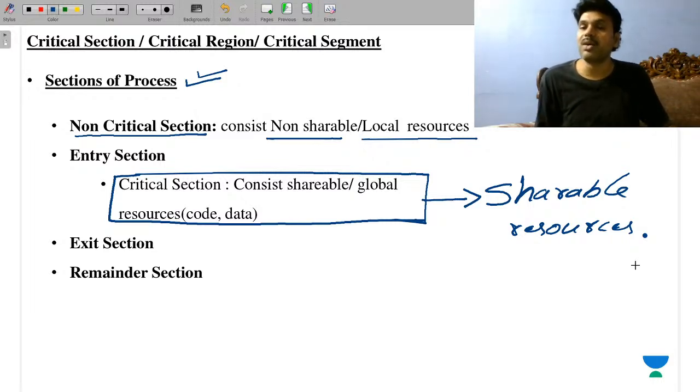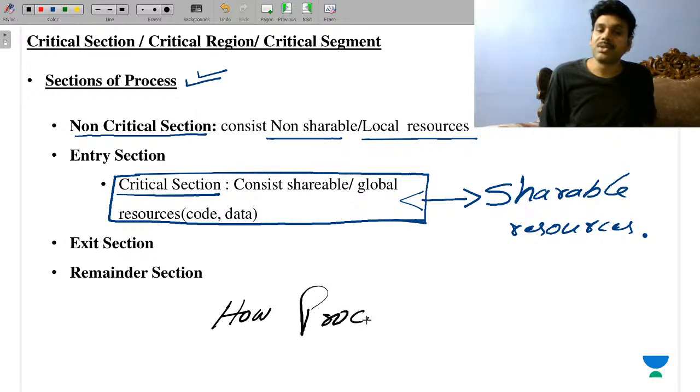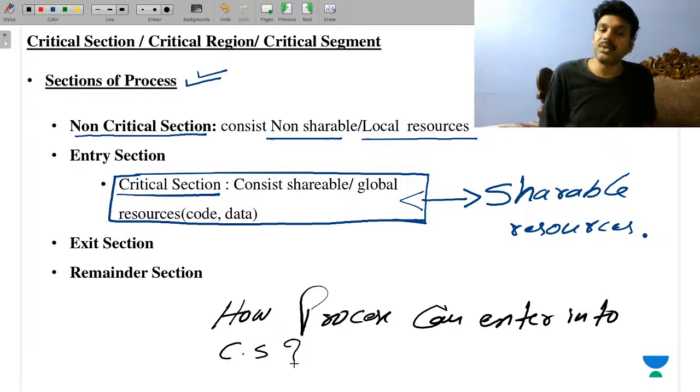It's not done at all, because the shareable resource is under what? Protection in the critical section. Now, what is our task? Our task is how a process can enter into the critical section. Please understand, how can a process enter into the critical section? Why enter into the critical section?